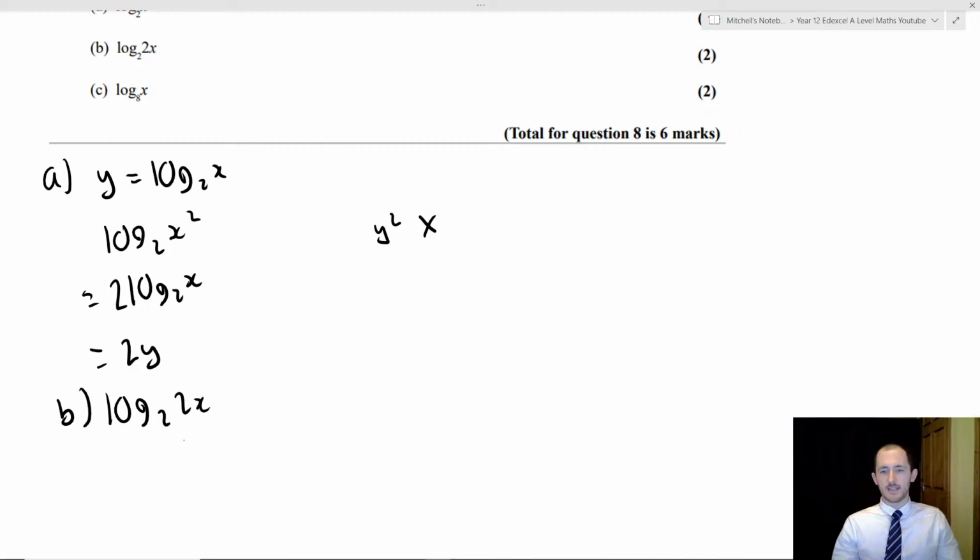Well, if we use the addition rule, this is 2 times x. So this is the same as writing log to the base 2 of 2 plus log to the base 2 of x. Now log to the base 2 of 2 is 1, and log to the base 2 of x is y. Done.